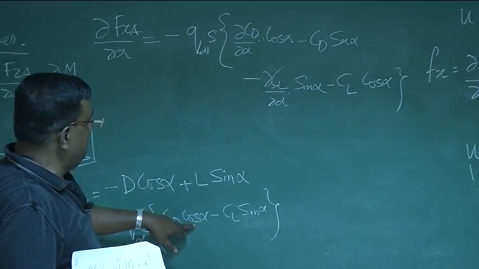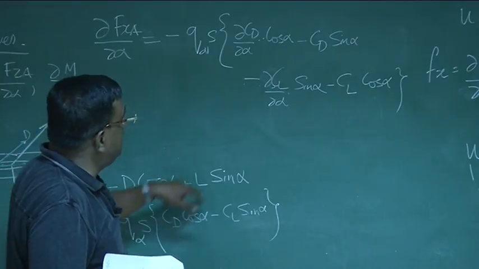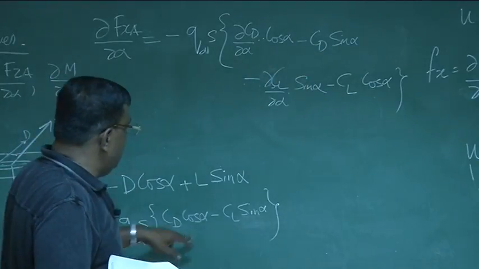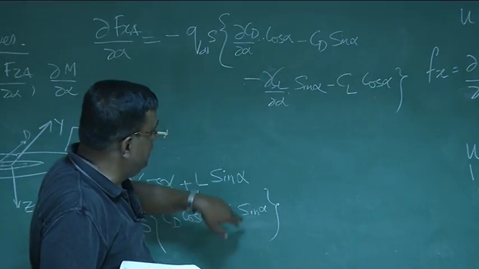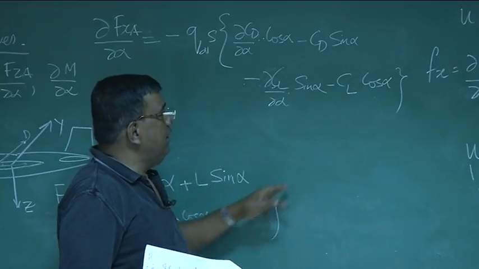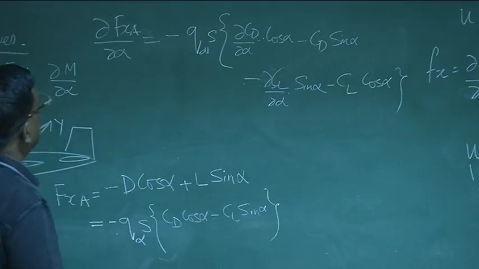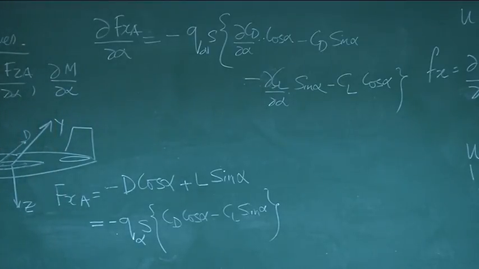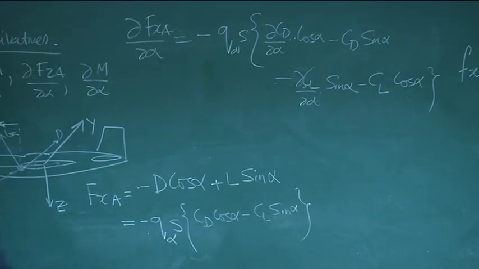dCD by d alpha into cos alpha, then CD, derivative of cos alpha is minus sin alpha, so minus CD sin alpha. Second term is minus CL, minus dCL by d alpha sin alpha, then minus is there already, and CL, derivative of sin alpha is cos alpha. Now what is the story? Story is we have to evaluate dfxa by d alpha at what condition? At steady state, okay.